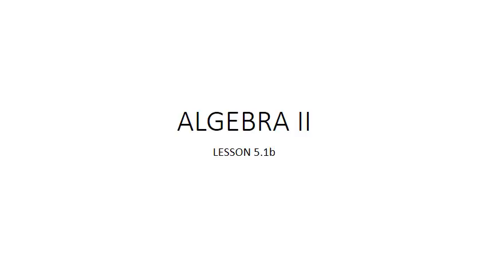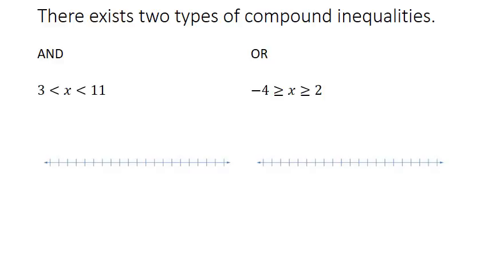So in this lesson, we're going to continue looking at inequalities, but we're going to look at what are called compound inequalities. There exist two types of compound inequalities. It's called an AND compound inequality or an OR compound inequality. Best way to understand the difference between the two is to take a look at them on a number line.